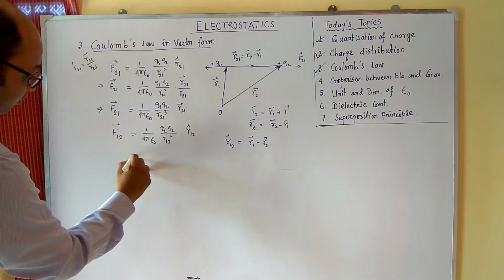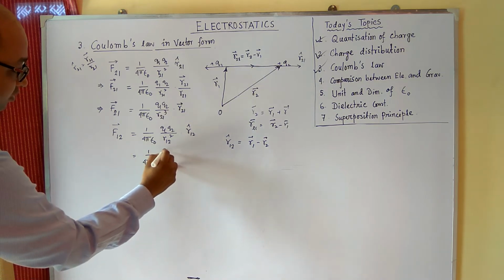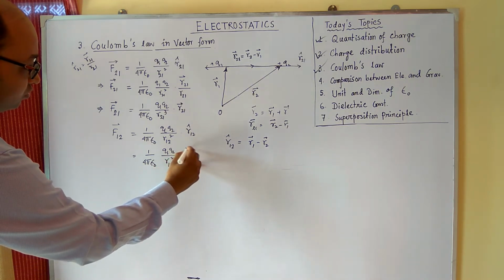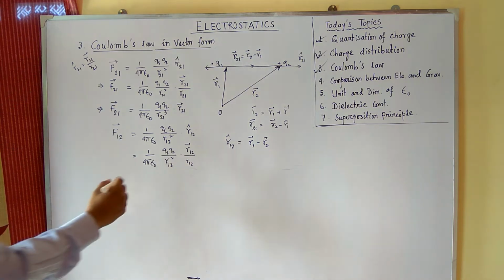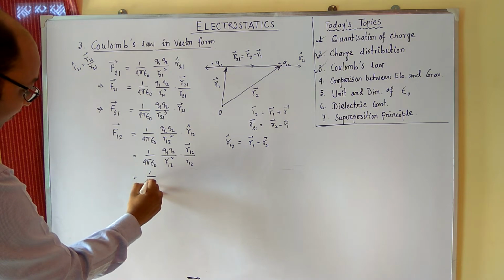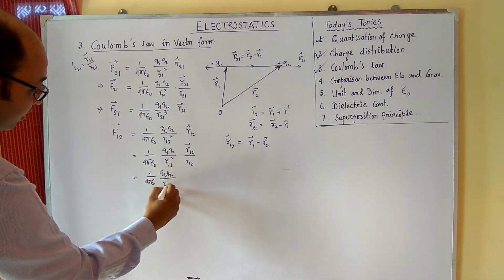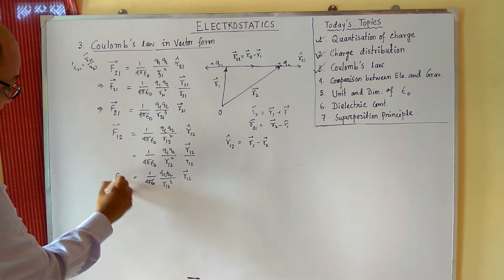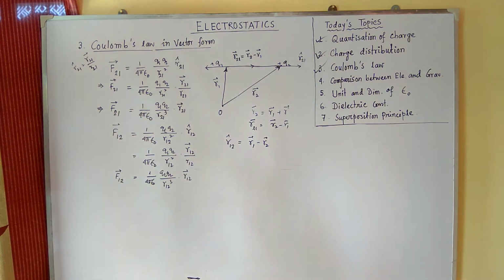Now from the definition of unit vector I can write it is equal to 1 by 4 pi epsilon naught q1 q2 divided by r12 square into vector r12 divided by r12 mod. It is the scalar value of r12. So I can write 1 by 4 pi epsilon naught q1 q2 by r12 cube into r12 vector. So this is the form of F12, the force on q1 due to the charge q2.